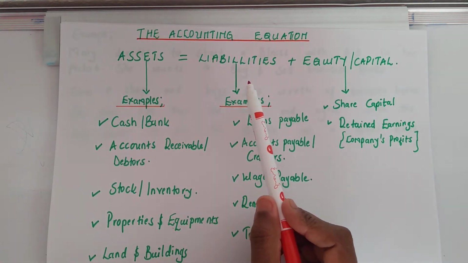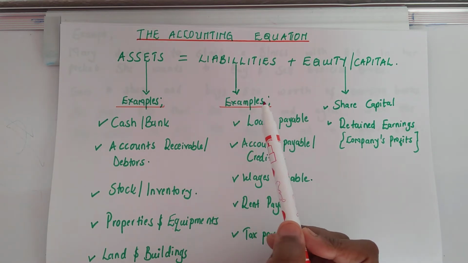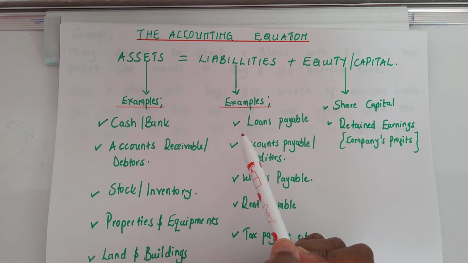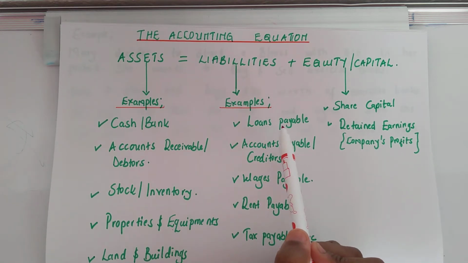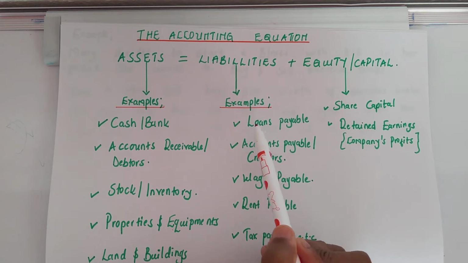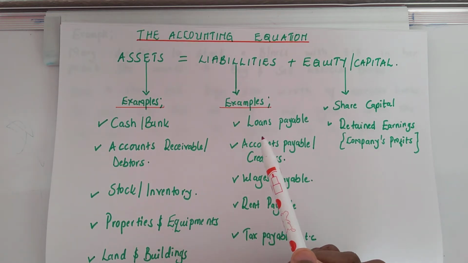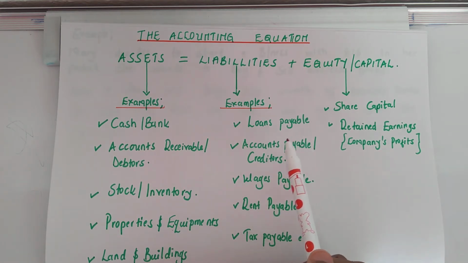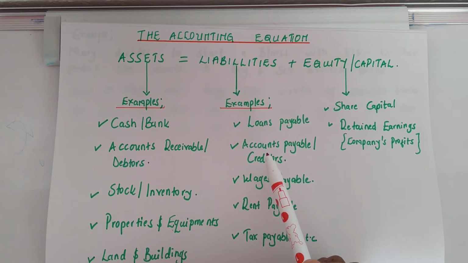Liabilities is everything that is owed to third parties by the business or the company. For example, a loan payable. This is a liability. It's money you need to pay back to third parties. Accounts payable or creditors. For example, you bought goods from a shop on credit, you did not pay cash for it, so you need to pay creditors.